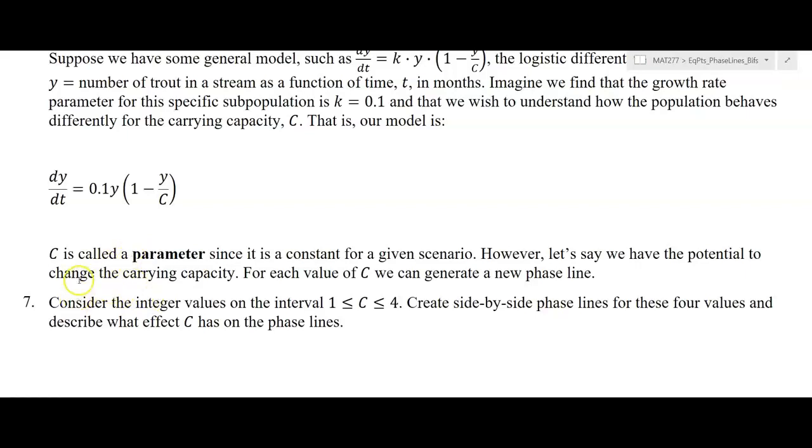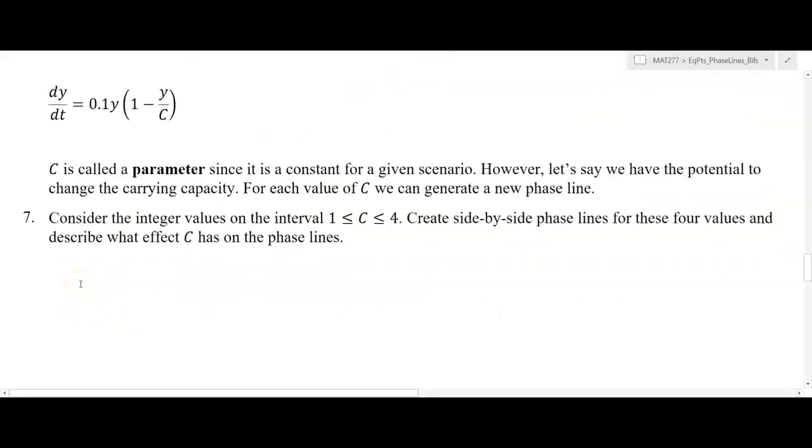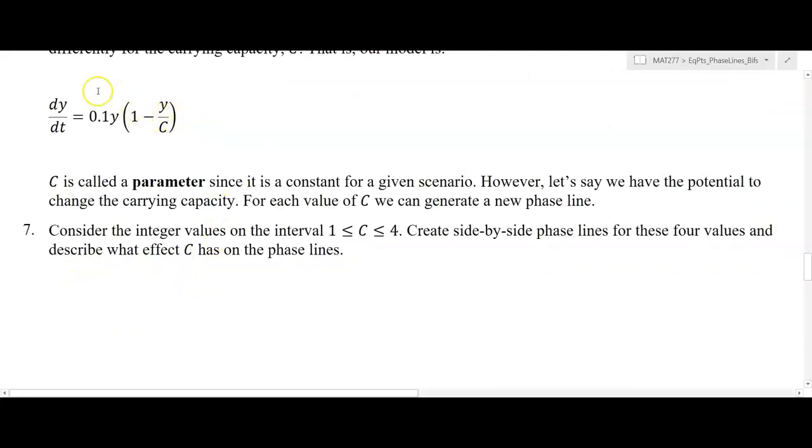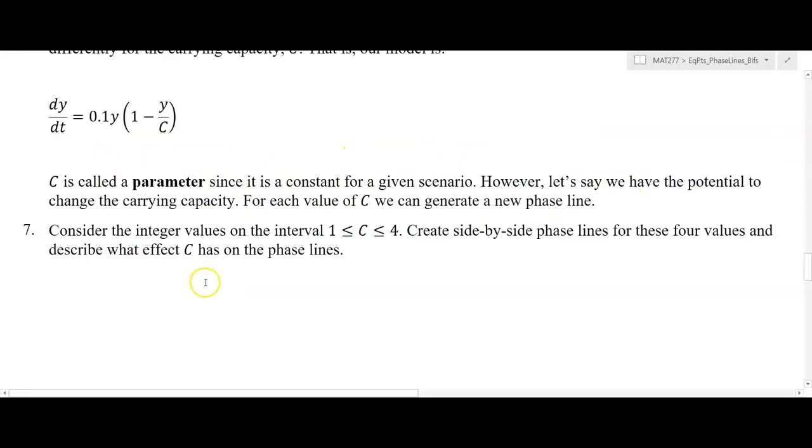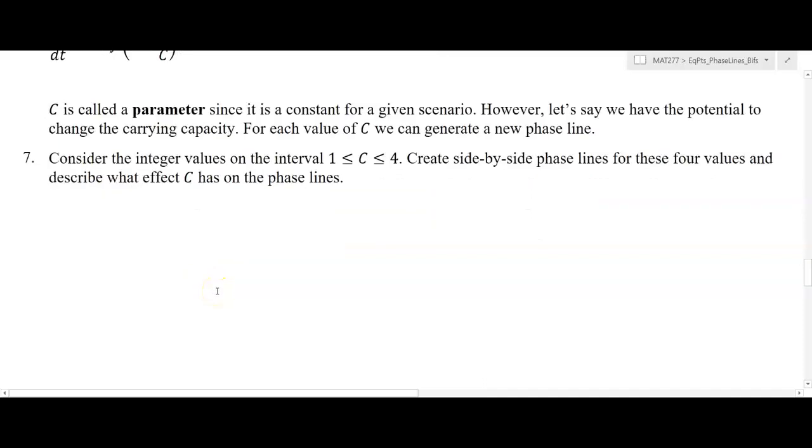All right, let's go ahead and execute an analysis of that parameter. So rather than having to solve this, which we could do, and then we could go to Desmos and play around with the value of c, which will inevitably be part of our solution, we could do a simpler analysis and just generate some phase lines and understand how the solution will respond to different values of c. Consider the integer values on the interval c between 1 and 4. Create side-by-side phase lines for these 4 values and describe what effect c has on the phase lines.